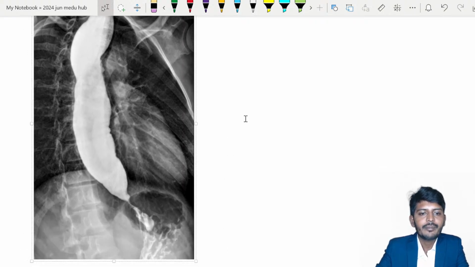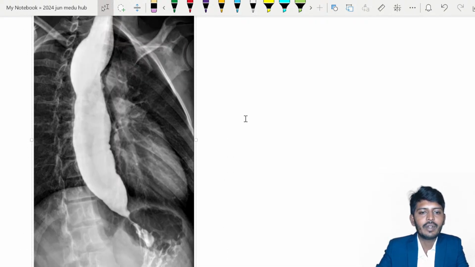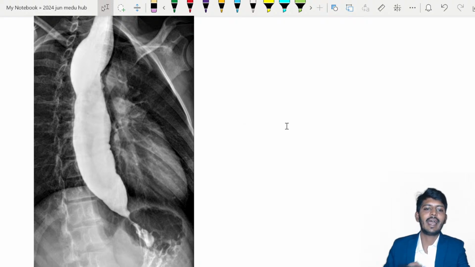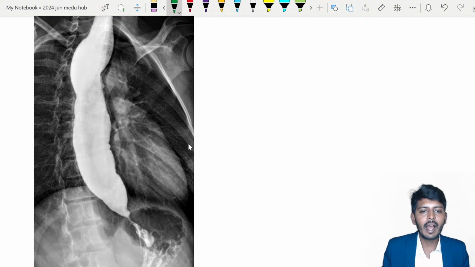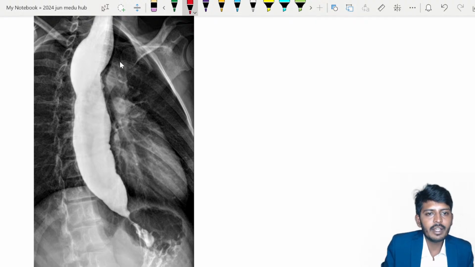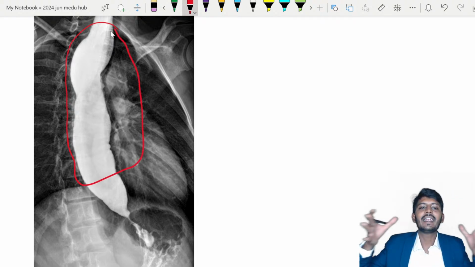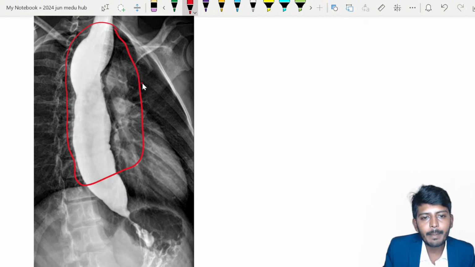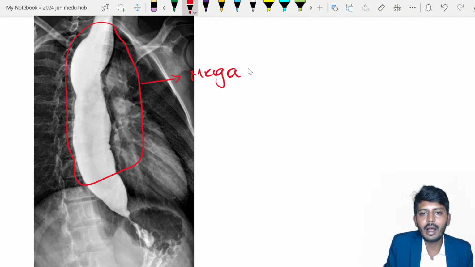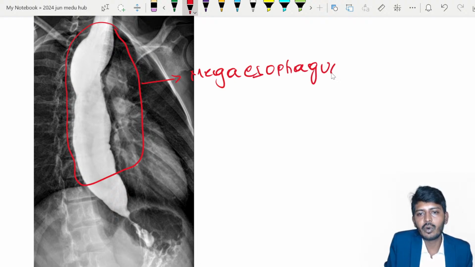Now, after the barium, if you can notice here, my dear students, what is happening? A patient has swallowed the barium. If you notice, the upper part of the esophagus, all this area, has been enlarged. So, enlarged esophagus, we call it a mega esophagus.